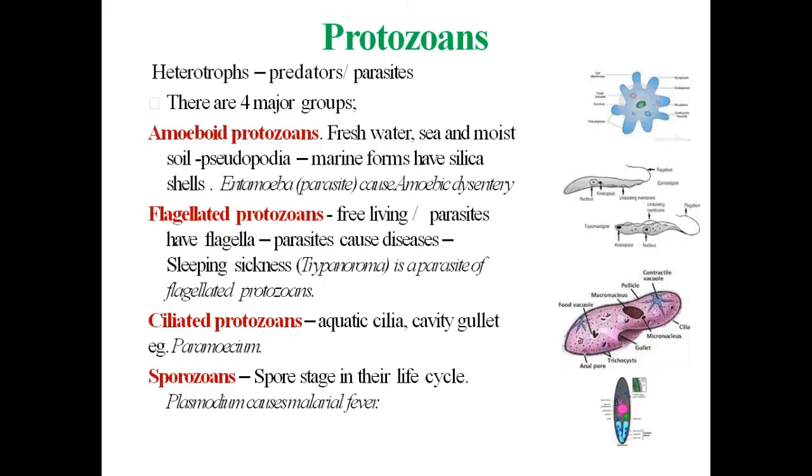The final one is sporozoans. This includes diverse organisms that have an infectious spore-like stage in their life cycle. The most notorious is Plasmodium, the malarial parasite, which causes malaria, a disease which has a staggering effect on the human population.